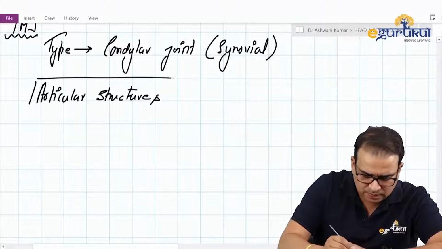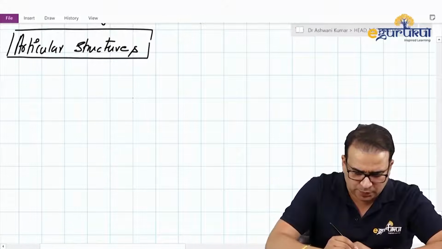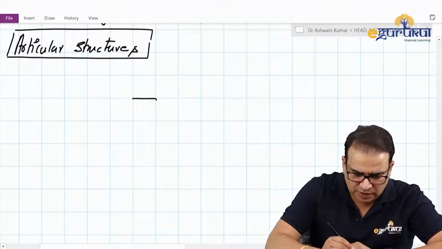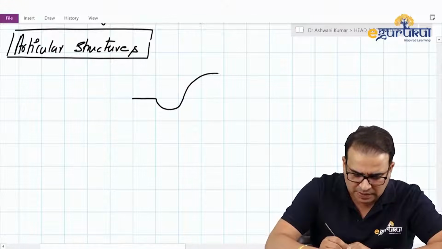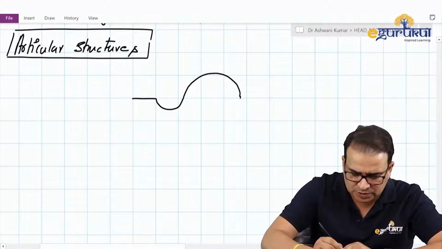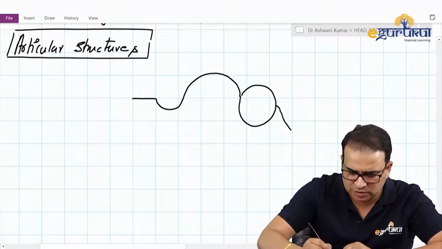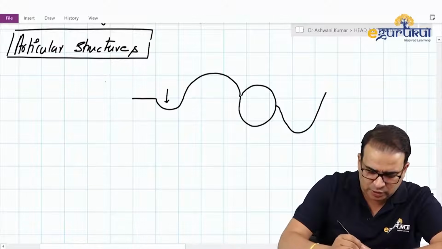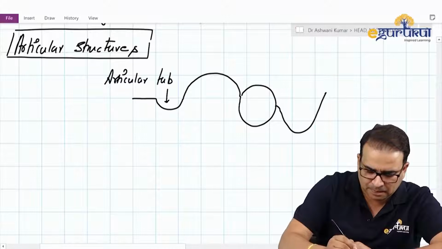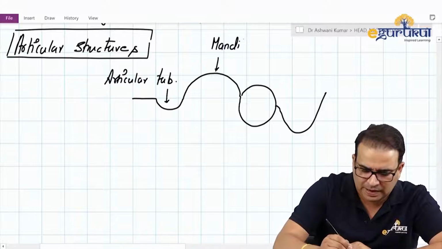Articular structures. Let's draw the articular structures. We said the superior articular structures: in the lower part of the zygomatic arch, there is a tubercle called the articular tubercle. Then we have the mandibular fossa, and posteriorly, this here is the external auditory canal. I could go on further, like there's a mastoid process behind it, but there's no need for that. So this is the articular tubercle. The mandibular fossa.